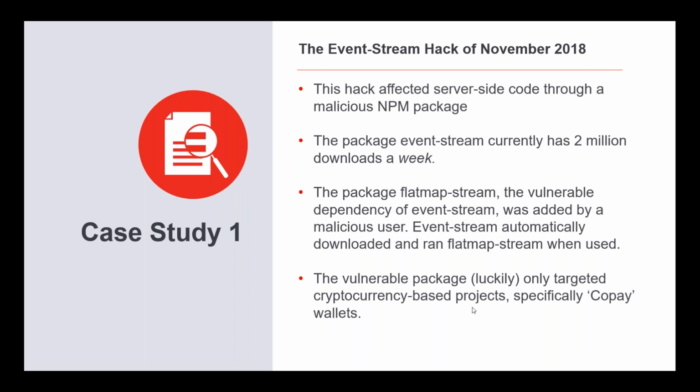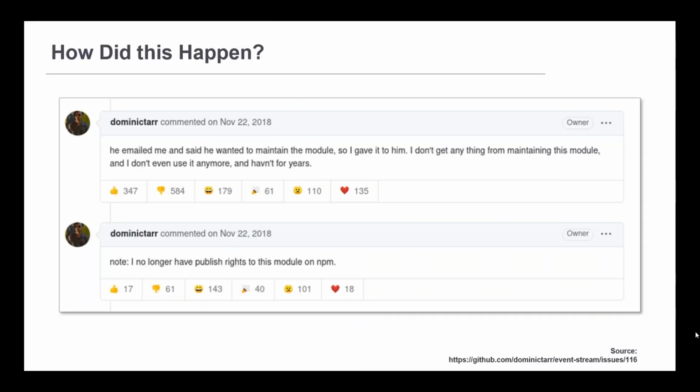The vulnerable package only targeted cryptocurrency-based projects, Copay wallets. And as we'll see, it actually only targeted them when they had over $1 million in November 2018 Bitcoin. So how did this happen? Realistically, ask and you shall receive.